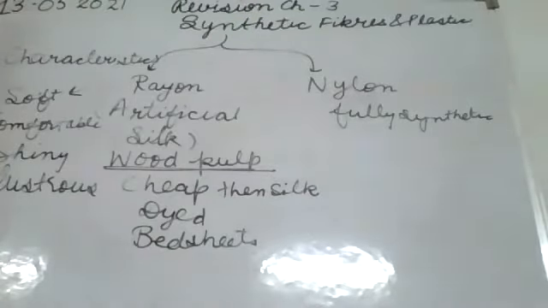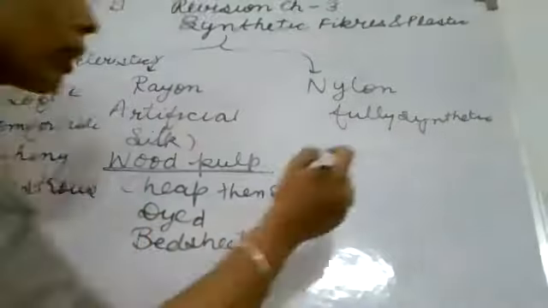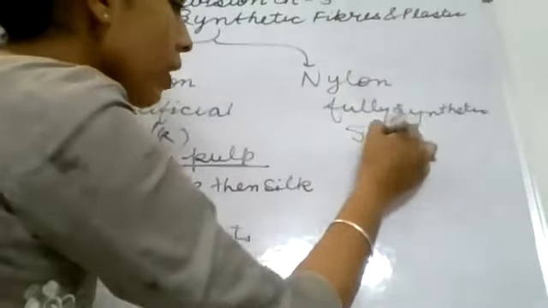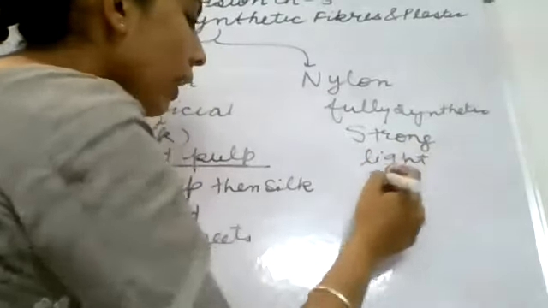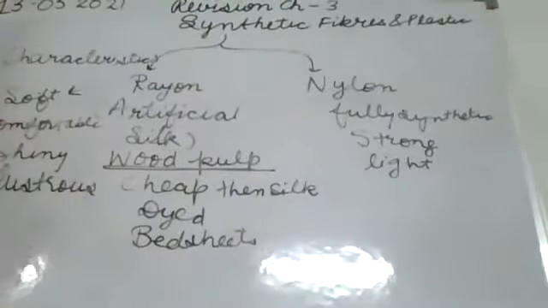So it is very strong and elastic fiber, and it is very light. So what are its characteristics? It is very strong and light. And it is very lustrous.